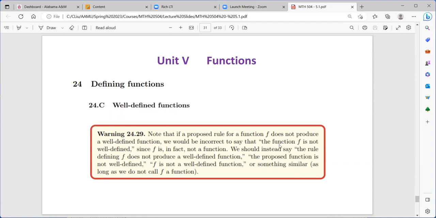So we cannot say "the function F." Instead, we say the rule defining F does not produce a well-defined function, or the proposed function is not well-defined. F is not a well-defined function. So we cannot call F a function. We just say this is not a well-defined function. Just be cautious. A lot of times we make this mistake, even myself.